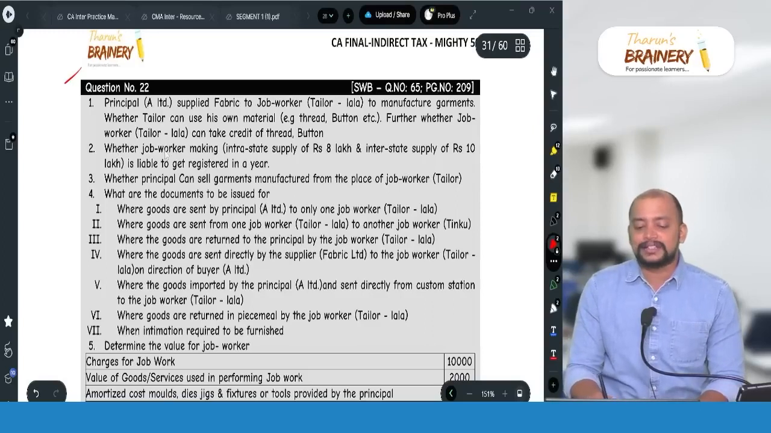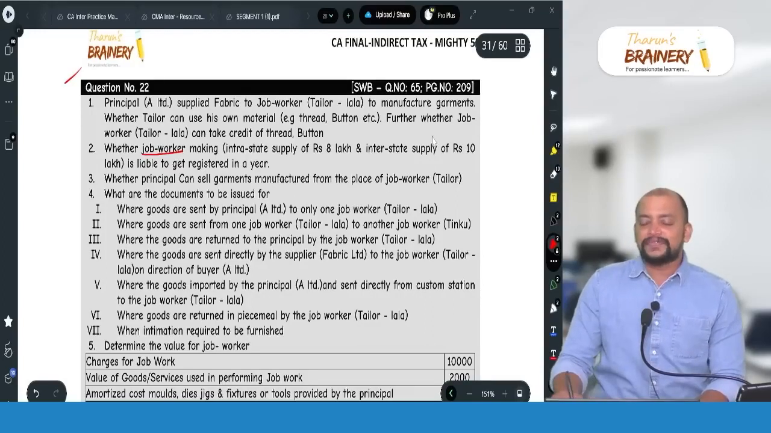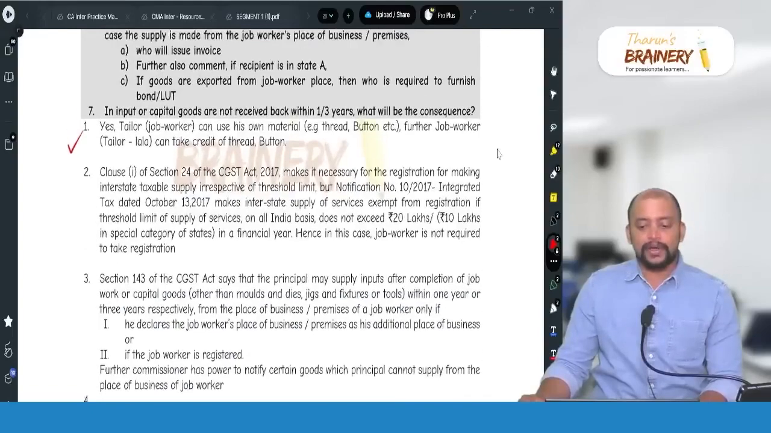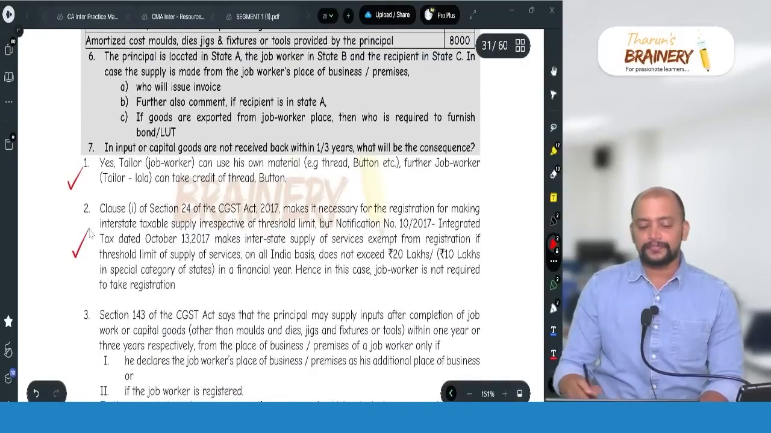Job worker is supply of service. For interstate supply of service, there is no compulsory registration. Only in case of interstate supply of goods are they compulsorily required to get registered. So in this case, 8 lakhs and 10 lakhs, 18 lakhs, it does not exceed 20 lakhs. So they are not required to get registered.